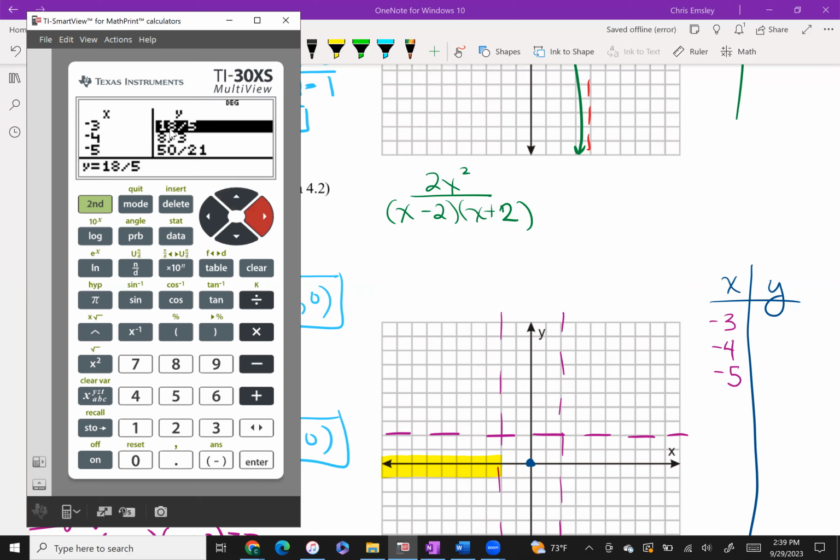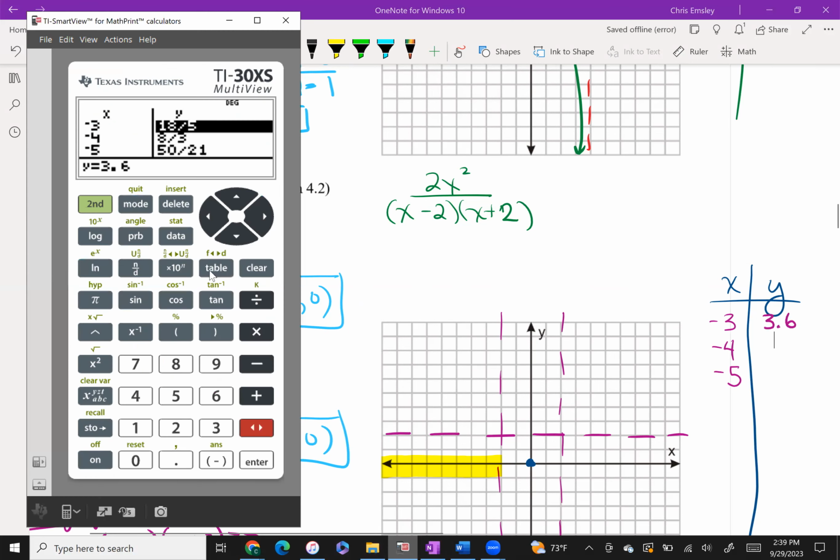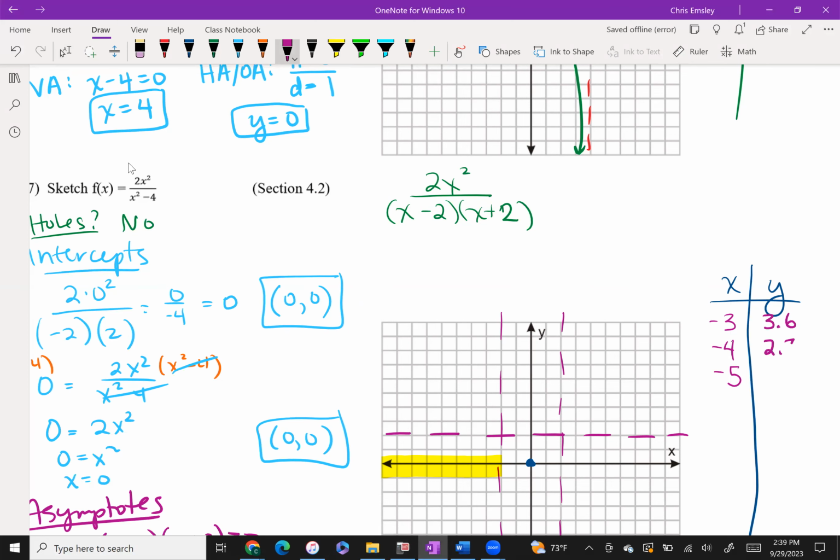So what I recommend is arrow over to that value, 18 over 5. If you hit this double triangle down here by the enter, it tells you what the decimal equivalent is. So when x equals -3, y is 3.6. I just think those decimals are much easier to graph than those fractions. When x equals -4, y is -2.6666667. Round to one decimal place. We can't graph anything more specific than that anyway, so that is 2.7.